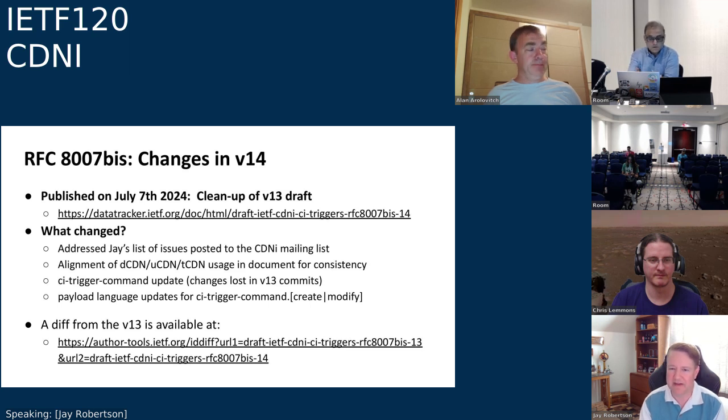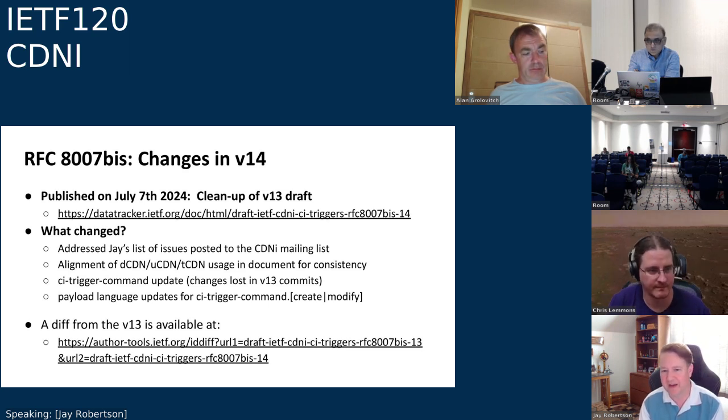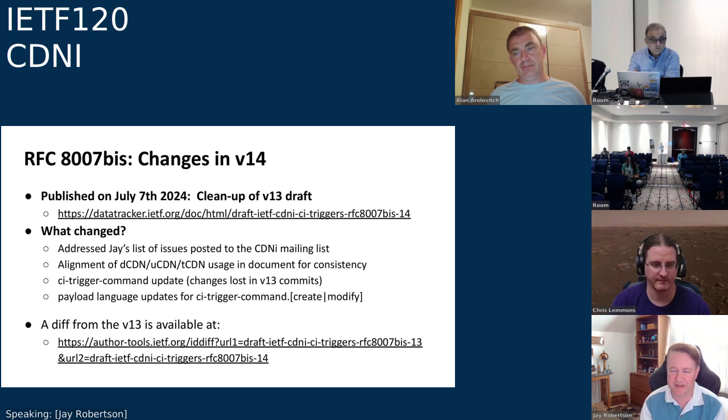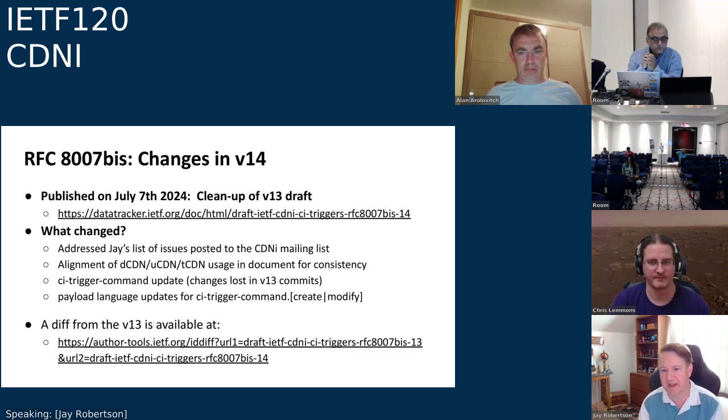The other thing that we had realized that we had omitted from the version 13 commit was the language around CI trigger command. So there were some changes here in order to improve the restfulness of the API, in which we made these changes, but for some reason they got lost in the commits that we made in version 13. So we applied that along with some corresponding payload language with regard to CI trigger command, create, and modify. So the diff of these changes from 13 are available from the link at the bottom of the slide here.